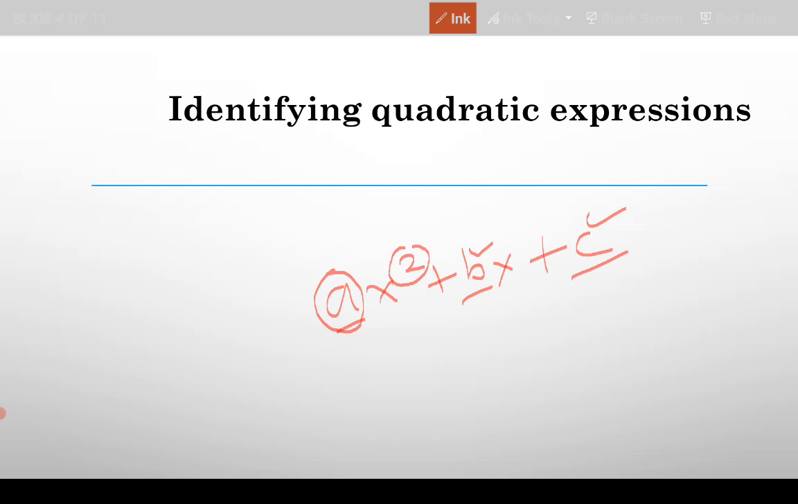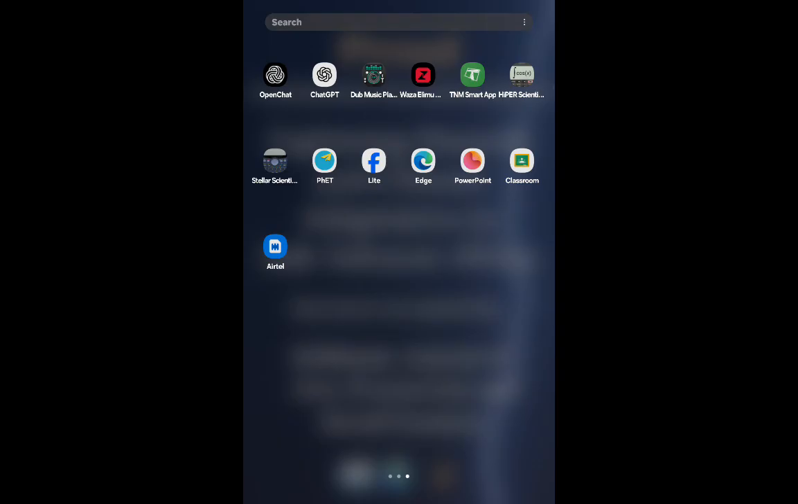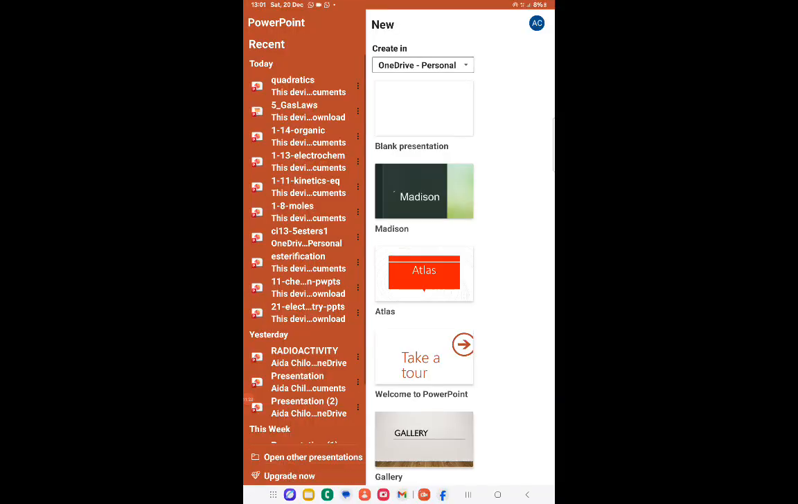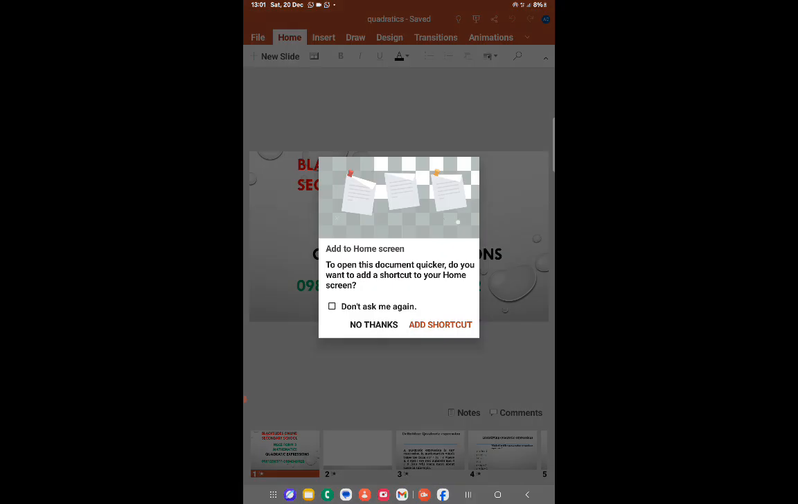For example, you can have 2x squared. Sorry about that. My lesson collapsed. My screen got frozen.